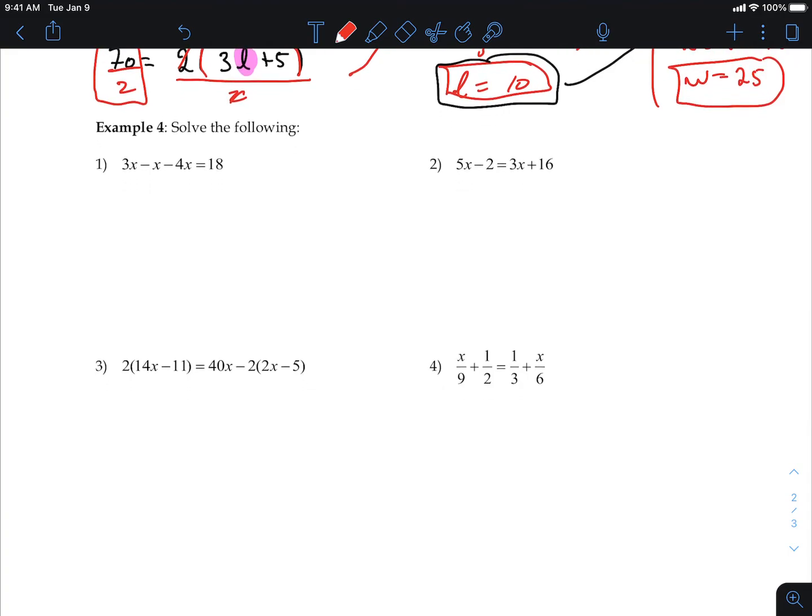What time do we go till? 9:40? I'll run through these ones. And they're not going to be any harder than what we just finished doing, okay? And then I'll give you some practice questions, okay?